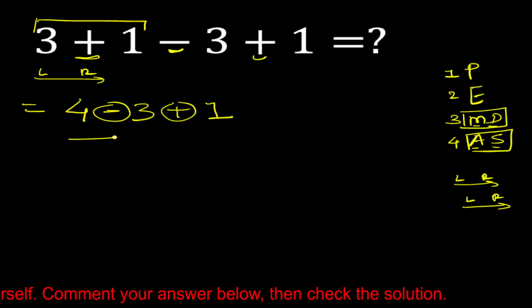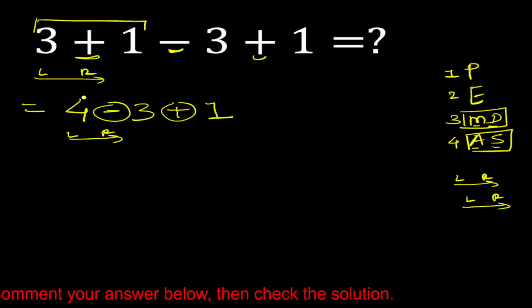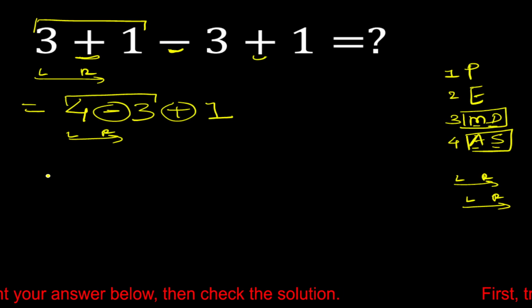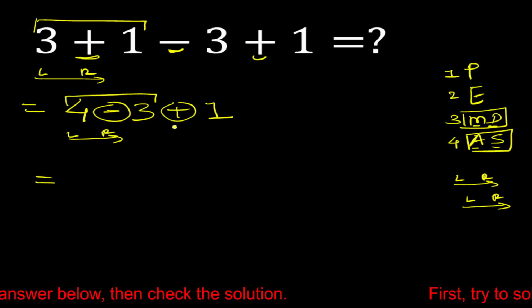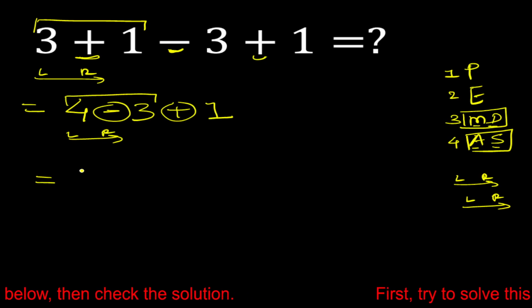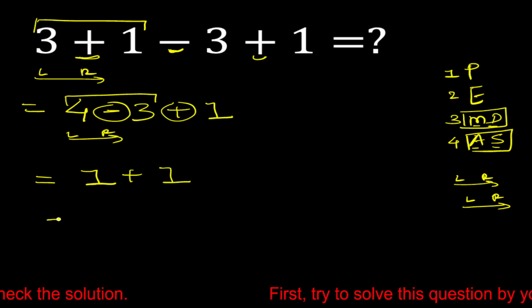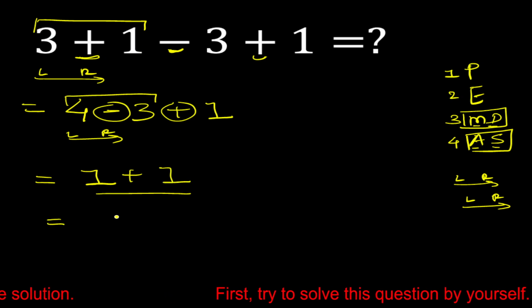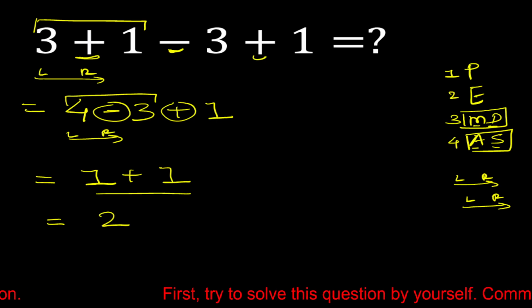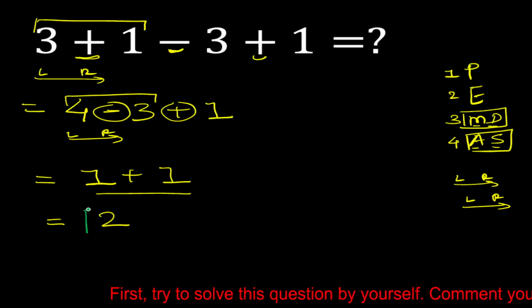Now here is one subtraction and here is one addition. Both have equal priority. So we have to solve it from left to right. So first we have to solve this subtraction. It is equal to 4 minus 3 is equal to 1 plus 1. Now 1 plus 1 is equal to 2. So the correct answer is 2.